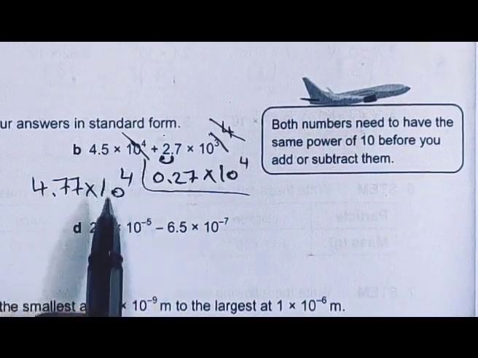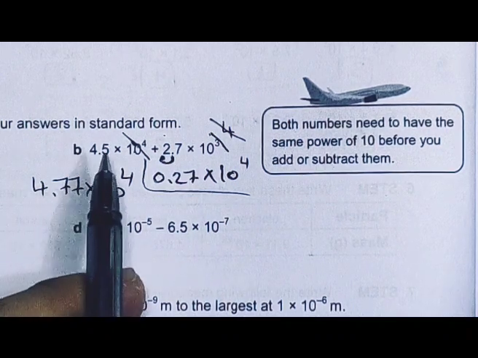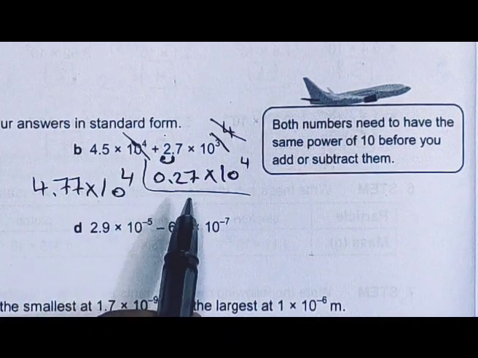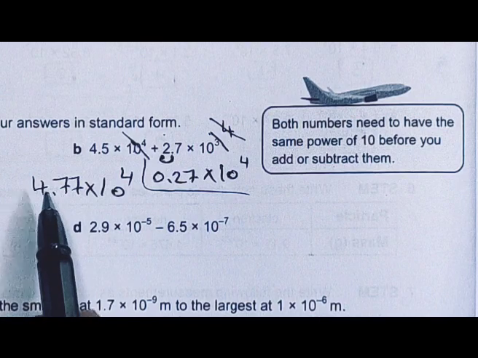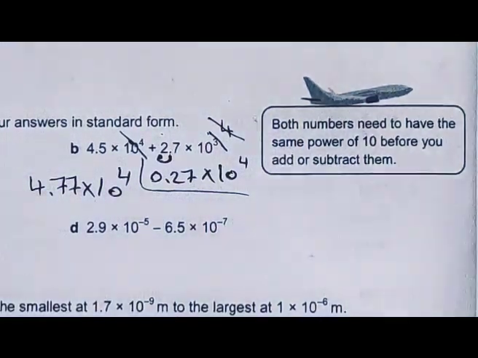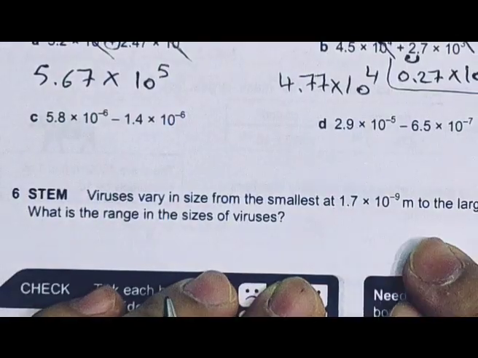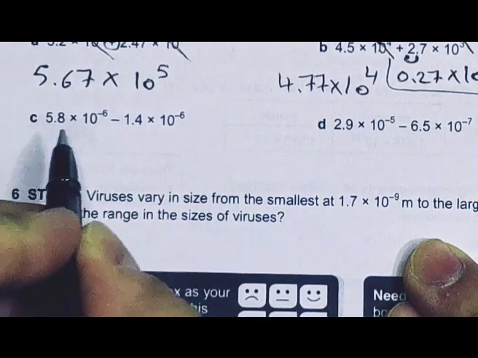So I took the common power, which is 10^4, and then after that I added 4.5 with 0.27, and I've got 4.77. Now let's do question C.